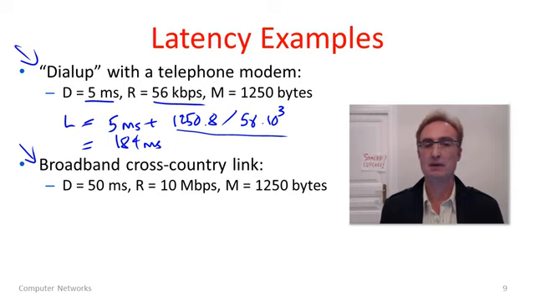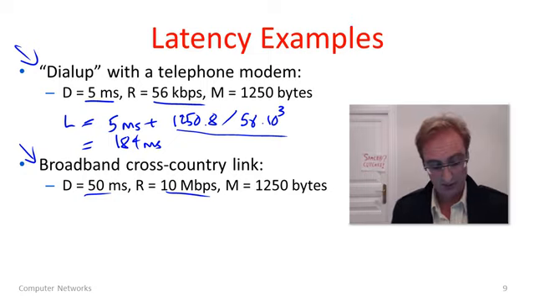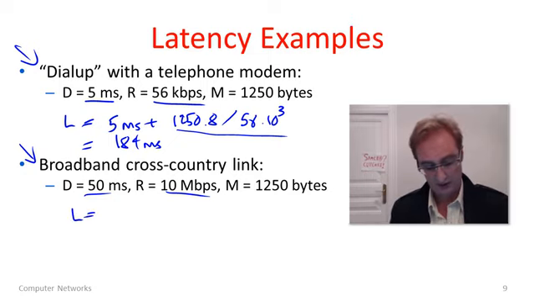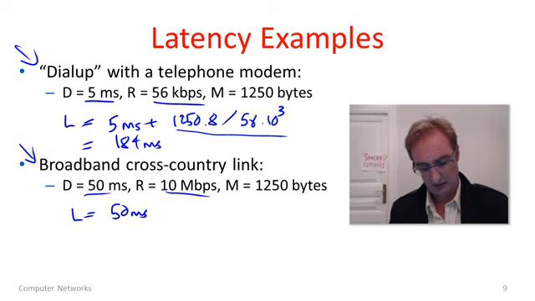Now I'm talking about sending information across the country, and you've got broadband access via cable or DSL at home. So let's say across country, we'll call that 50 milliseconds. And the rate, you've got 10 megabits per second from your provider. So let's compute our latency again. So I've got 50 milliseconds plus m divided by r.